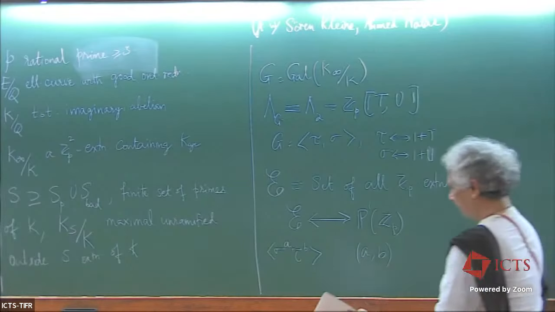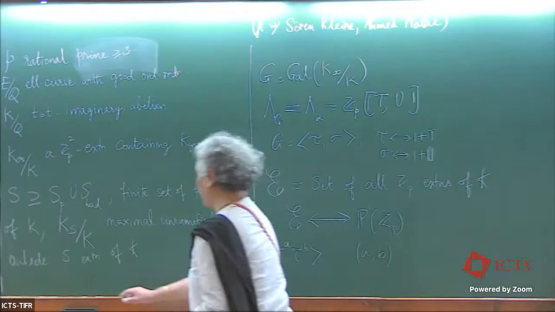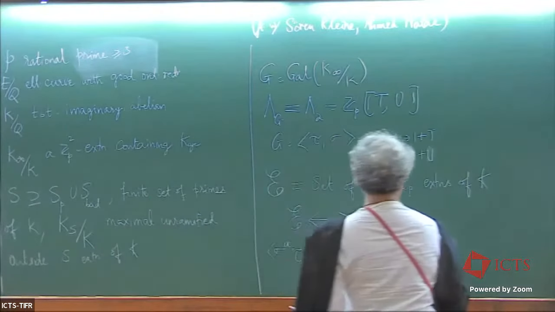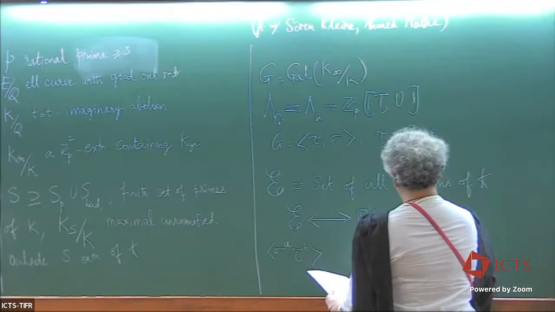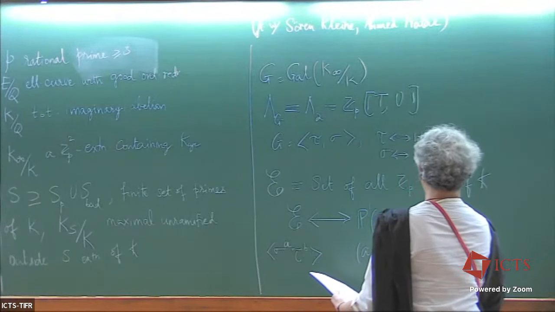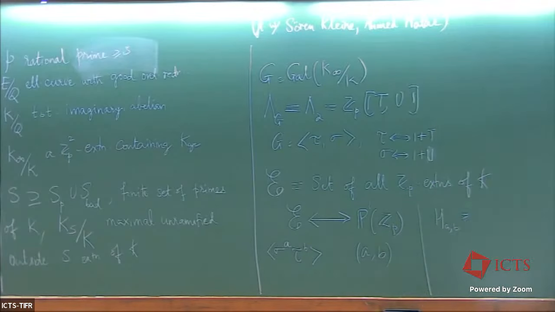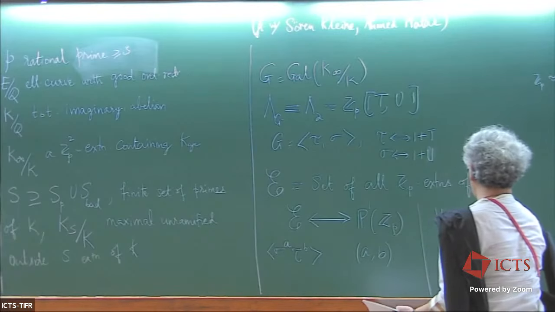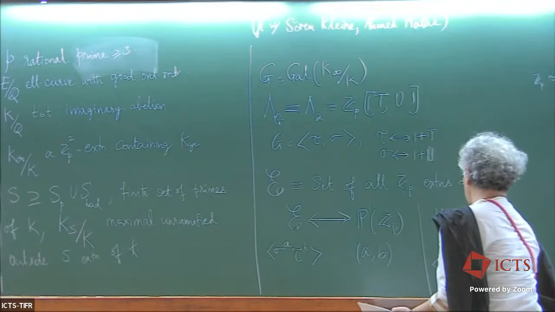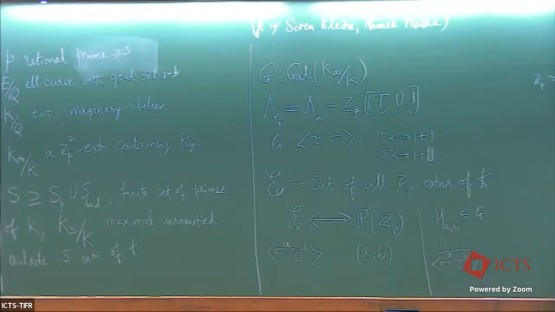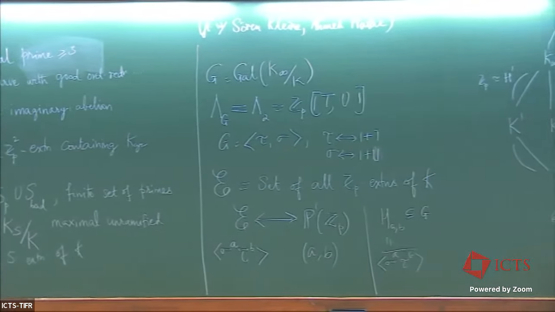And well, I want to take the fixed field of this. So the process is this. Take the corresponding topological subgroup, and I will call this H_{a,b}, though I'll drop the subscripts and just write H or H'. That will usually denote some intermediary extension K', where this is an H or an H', and this is isomorphic to Z_p. Okay. So H_{a,b} is the subgroup of G, generated by the topological closure of this subgroup, topologically generated by, okay. So these are all the Z_p extensions.